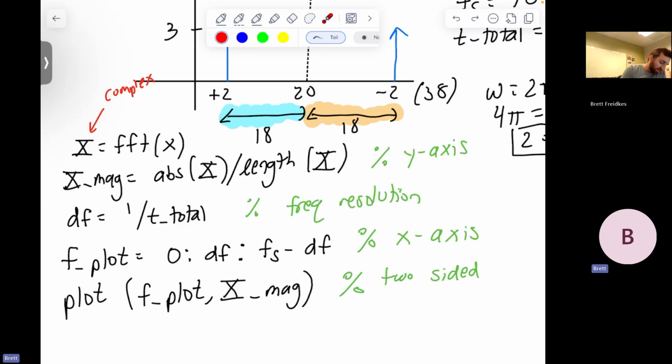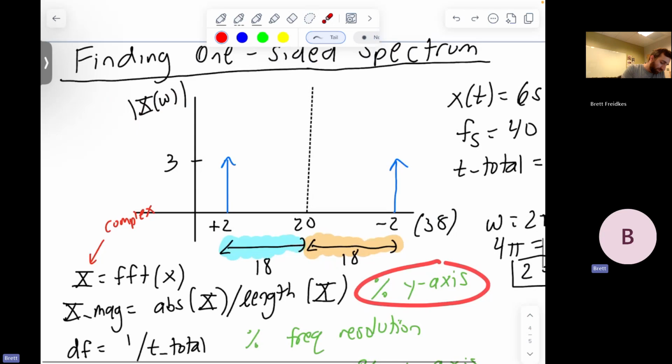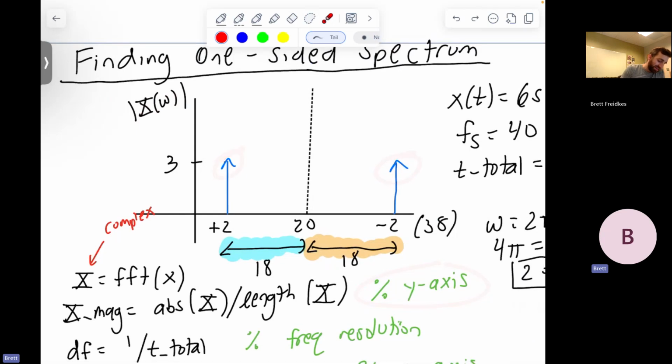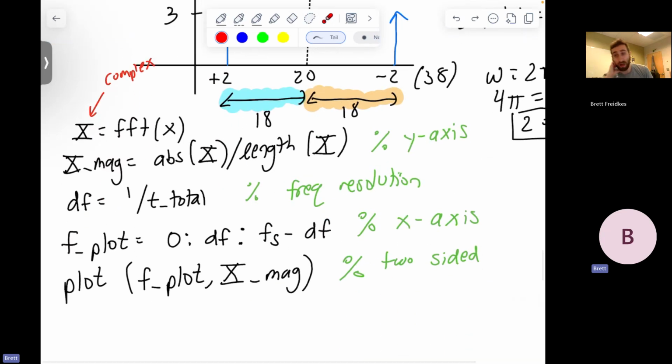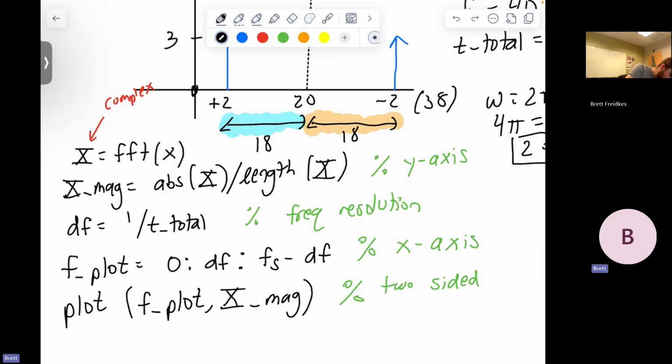The other thing that's important is, now that we found the y-axis values, essentially this 3 and this 3 at these two locations, we need to figure out where they correspond to on the x-axis. So we find our frequency resolution, which is 1 over the total time of that acquisition. We discussed in the last video why that's true. And then we'll plot from 0 hertz up to the sampling frequency, but minus the frequency resolution.